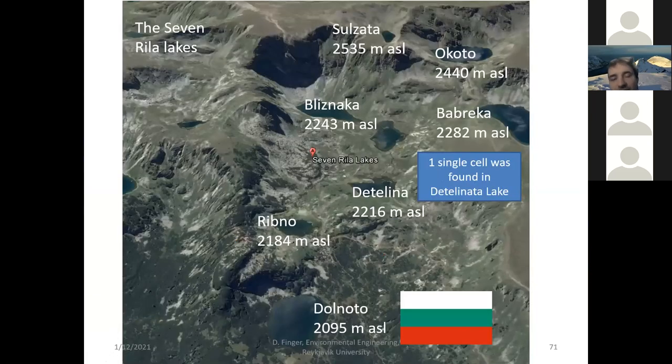So we did a similar study in the Bulgarian mountains. But if you're interested in this, I can give you more information about the spreading of invasive species in natural rivers in Iceland and also in some of our EEA partner countries in Southeastern Europe.